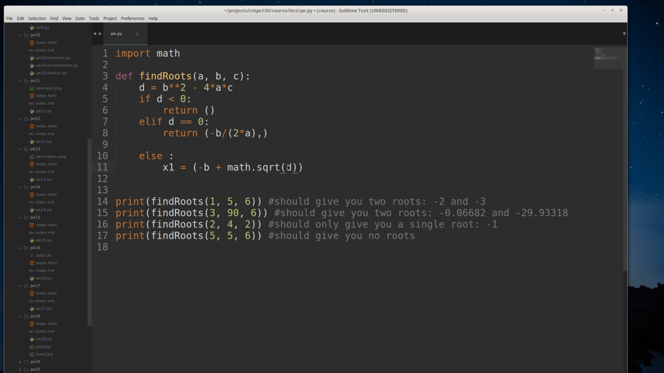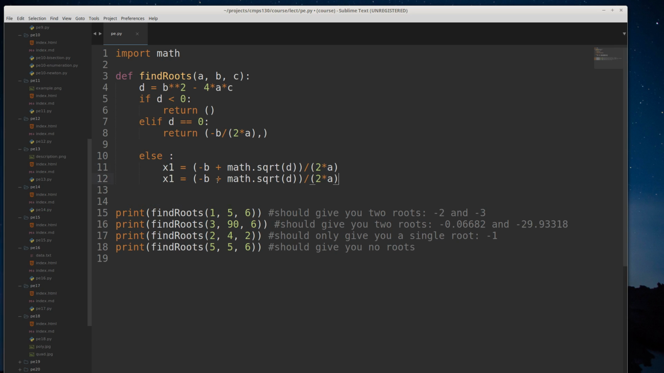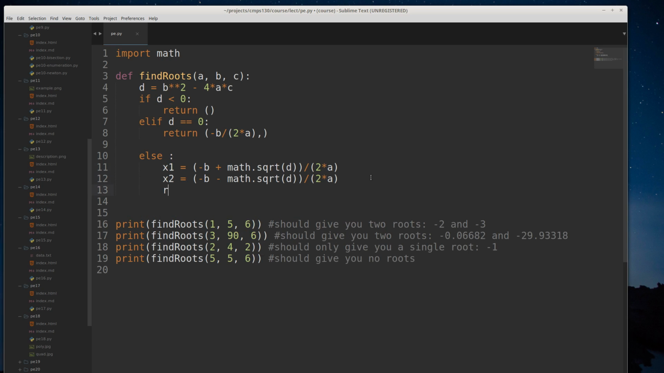And now the whole thing is divided by 2 times a. X2 is the same exact equation, but subtraction. And I'll return the tuple containing x1 and x2.